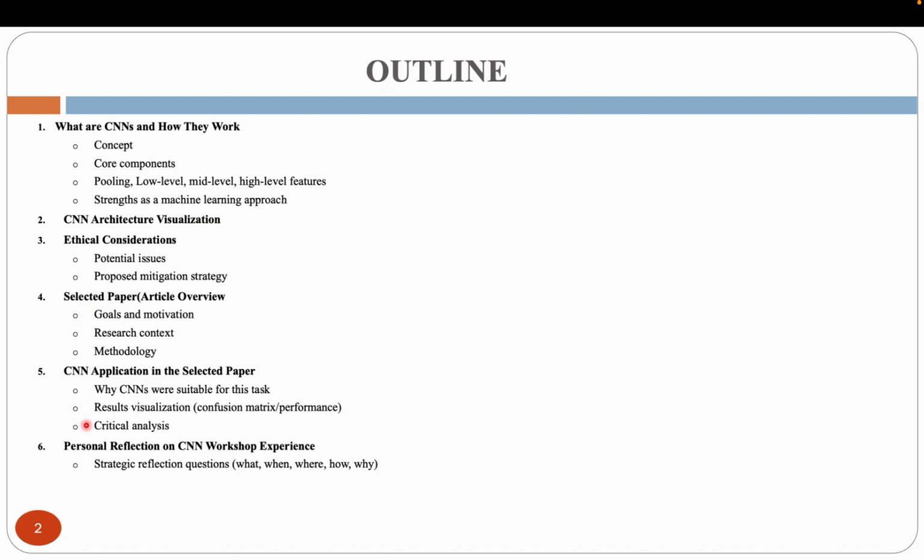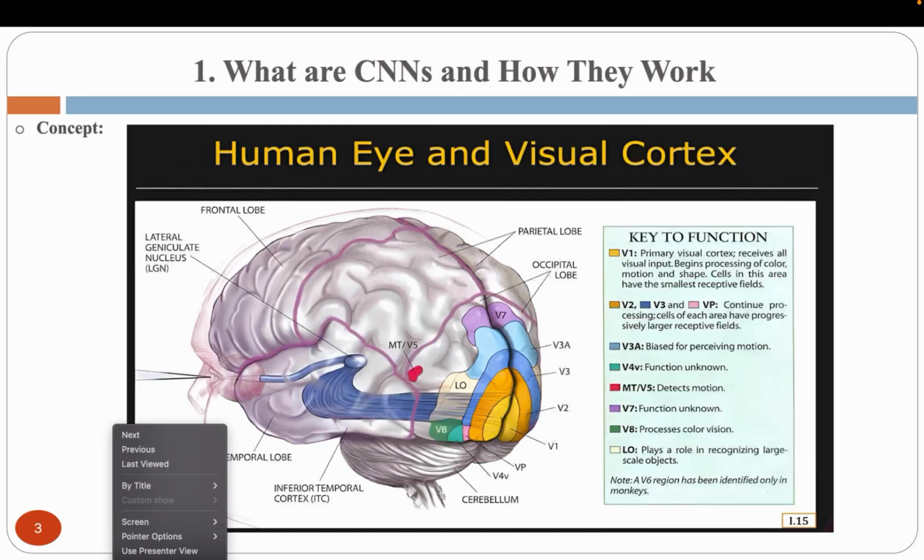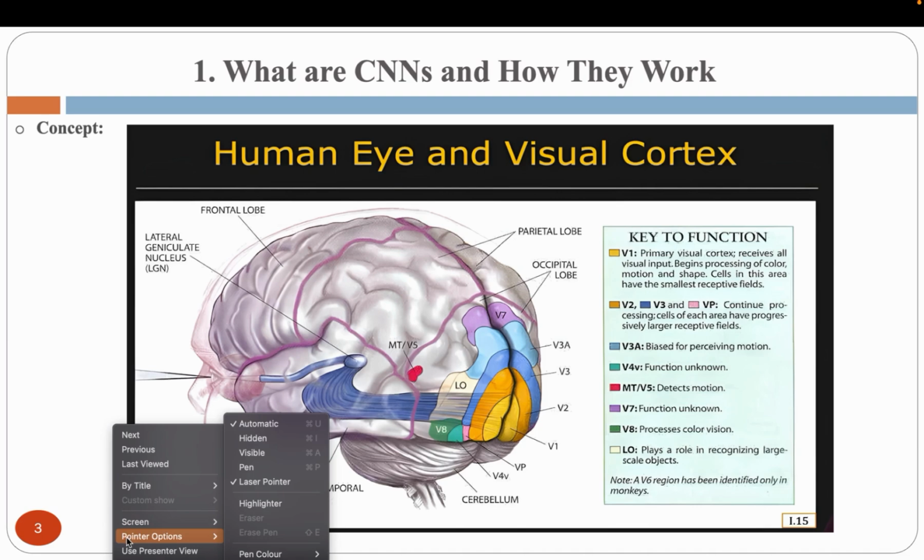of CNN in the selected paper. Then we have critical analysis for the selected paper. Then finally we have personal reflection on CNN work experience. Moving to slide number 3. Yeah, so here we have the picture.